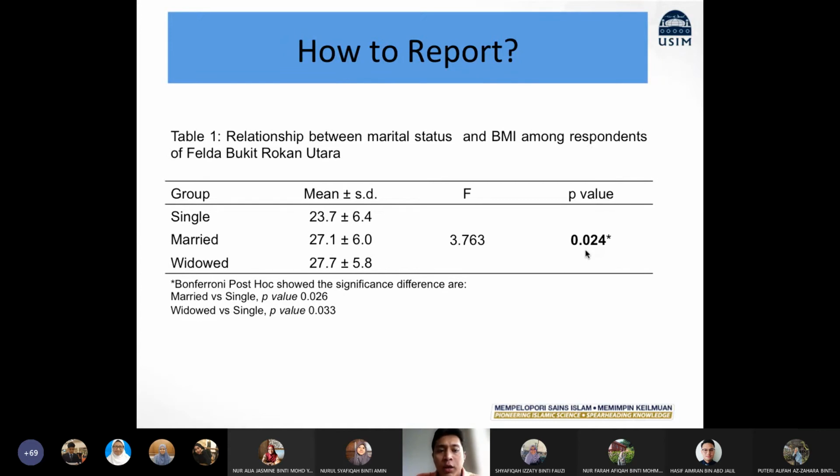Alright, so how to report? Again, you need to determine the magnitude, the direction and significant value, and then explain a bit on the post hoc. For ANOVA lah, kalau t-test tak payah explain pasal post hoc, dia tak ada post hoc. Okay, clear? Any question?